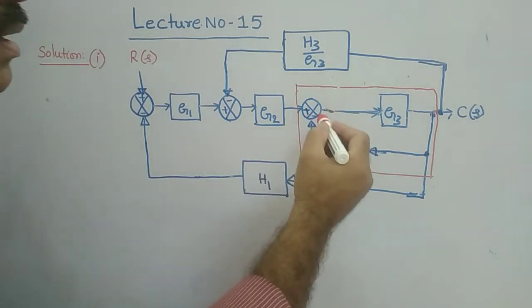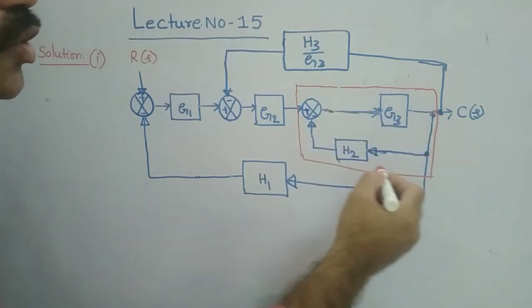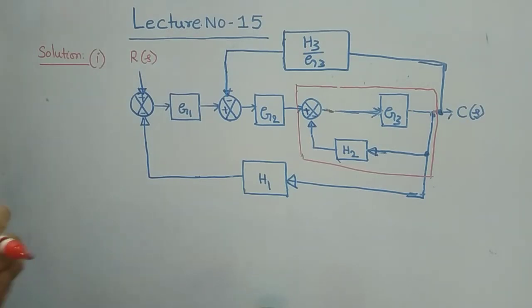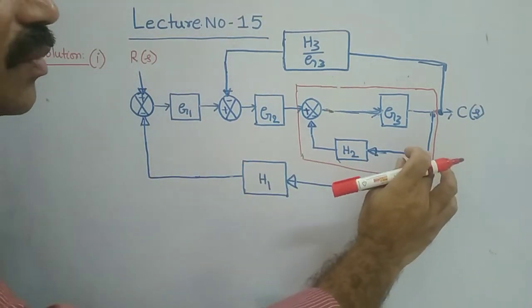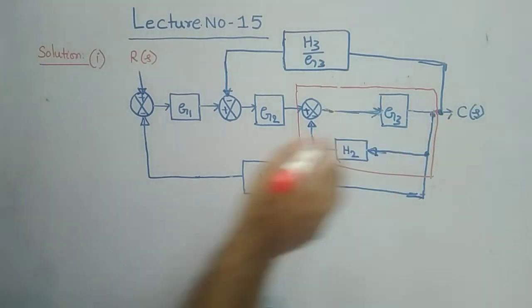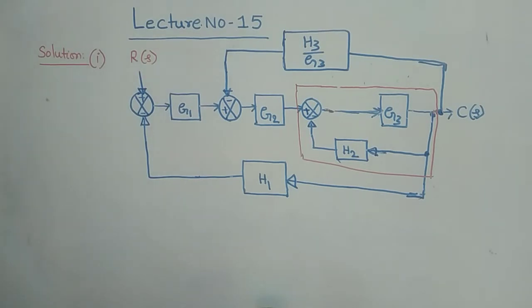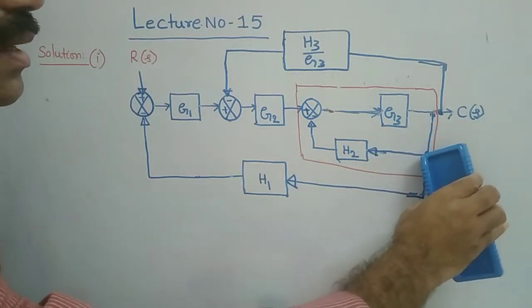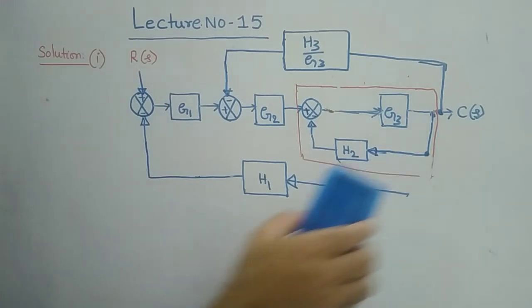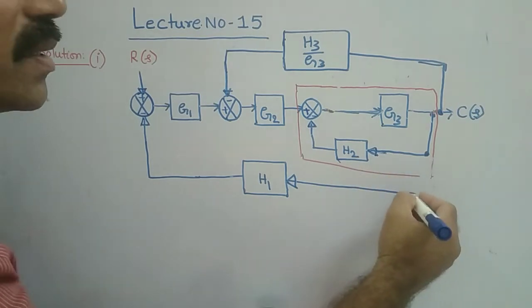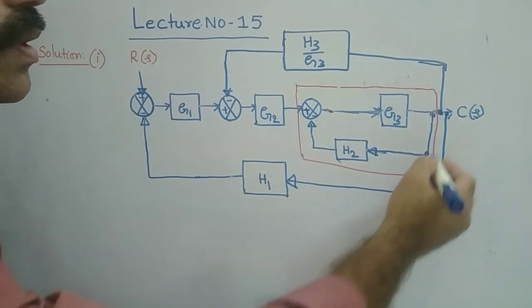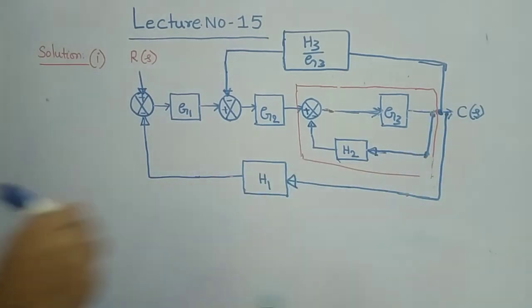Now you can easily simplify this loop, and here I can rearrange this diagram. I can show this connection separately like this also. That means I can disconnect this connection here, and you can show this connection like this also. Nothing wrong in that.